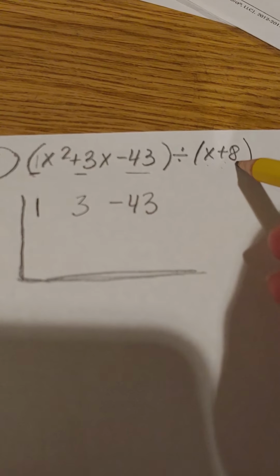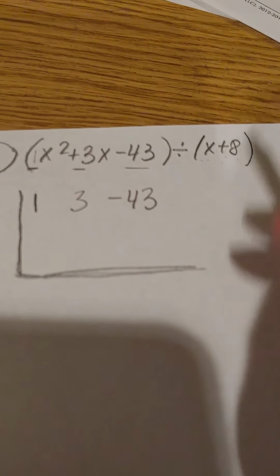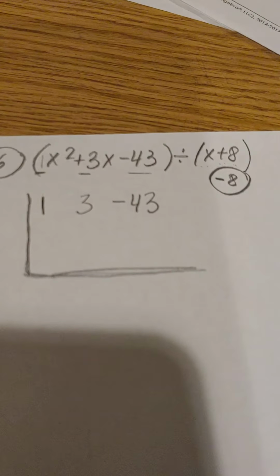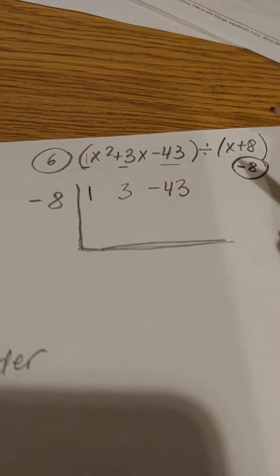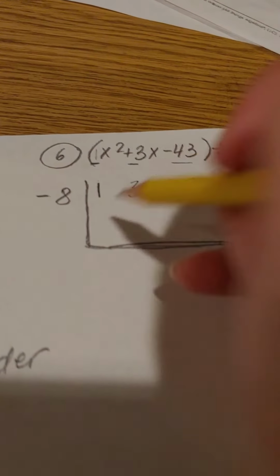And then now we have to pay attention here. We're dividing by x plus 8. So plus 8, positive 8. We need negative 8. We need the opposite. Okay, so this negative 8 is going to go up front there. And now we're just going to follow the steps, and I'm going to explain you the steps.